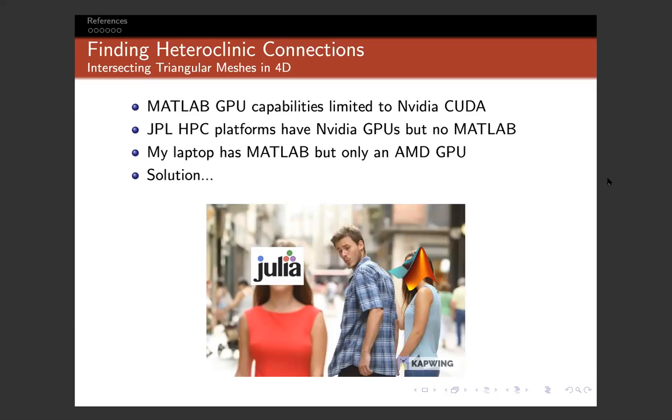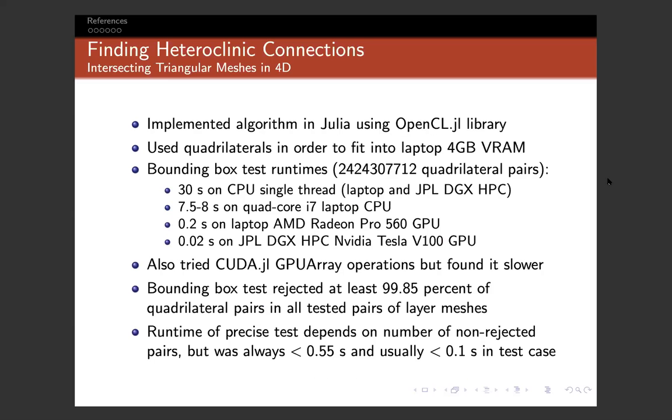So we switched from MATLAB to the programming language Julia, and we implemented this algorithm in Julia using the OpenCL library. And again, in order to fit into my laptop's video RAM, we had to use quadrilaterals, which decreases the number of pairs to check by a factor of 4. For 2.4 billion quadrilateral pairs on the bounding box test, we found that it took about 30 seconds on a single CPU thread. This was the same both on my laptop and on the JPL supercomputer. It took about 7.5 to 8 seconds on my laptop's quad-core CPU.